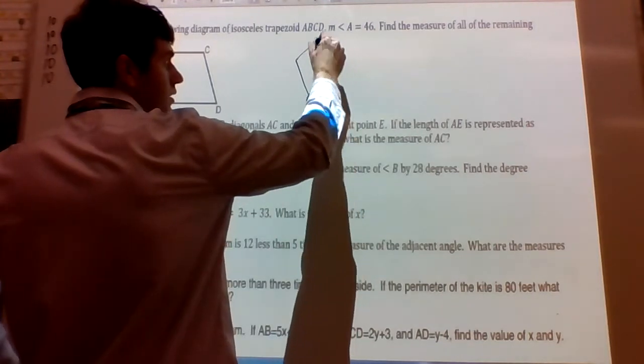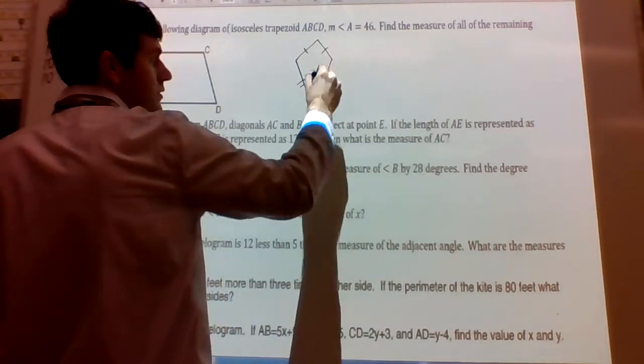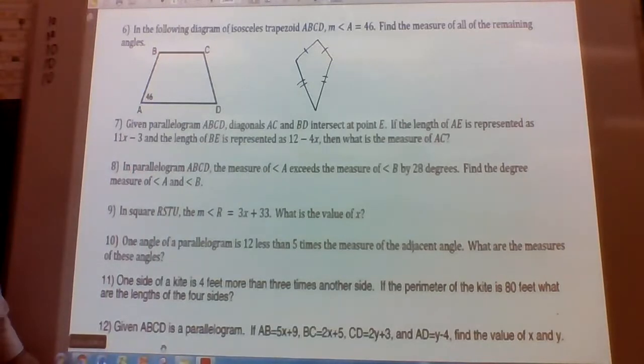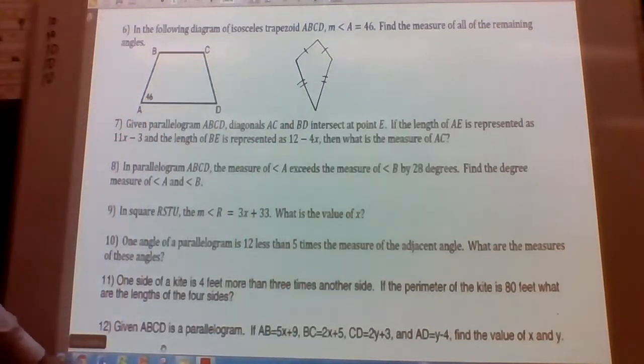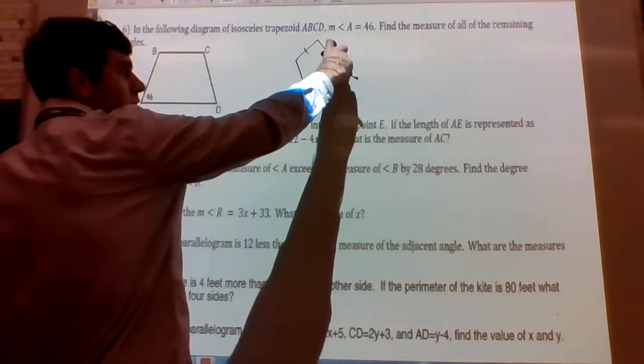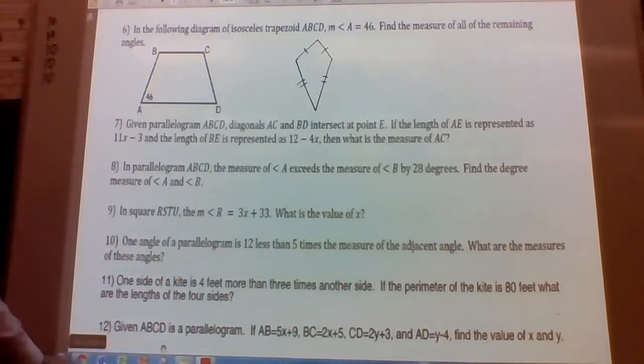I'm terrible at drawing kites. So a kite we're defining as having 2 pairs of adjacent sides that are congruent, 2 pairs of consecutive sides that are congruent. One side of a kite is 4 feet more than 3 times the other side. Well, we know these 2 are congruent, we know these 2 are congruent. So if we're looking at 2 sides that are different lengths, we're looking at these 2 sides.